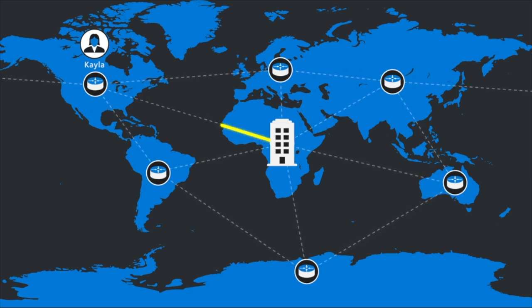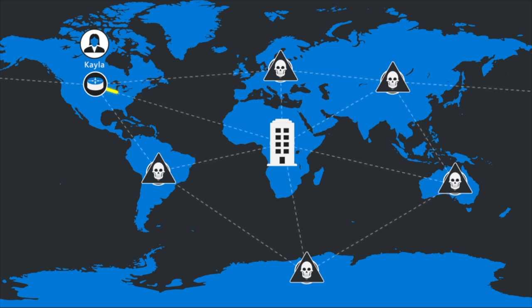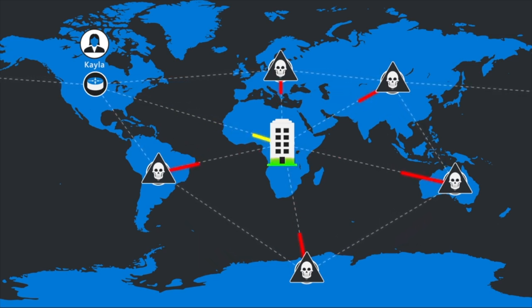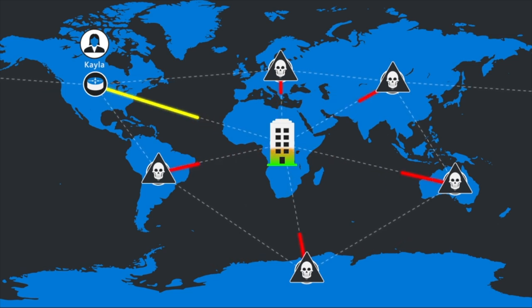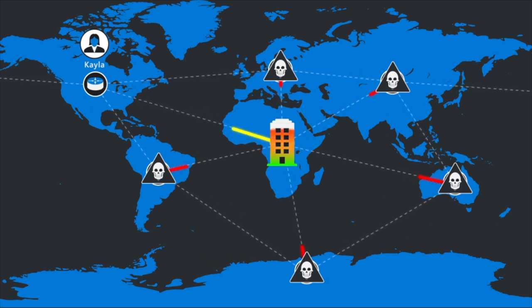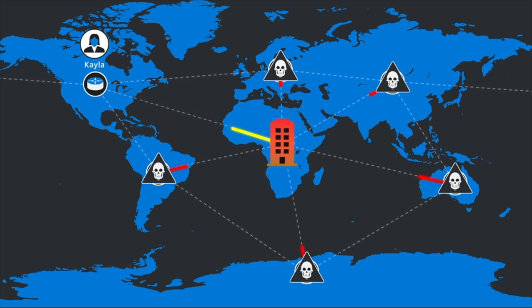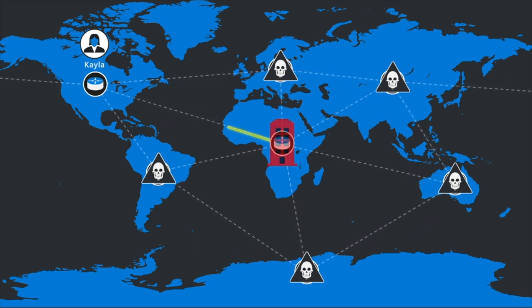Now, a group of cybercriminals decide to cause trouble. They use their computers to make hundreds of thousands of requests to that server. Now, when Kayla tries to access the same website, she gets nothing back. Eventually, the website crashes and is forced offline.